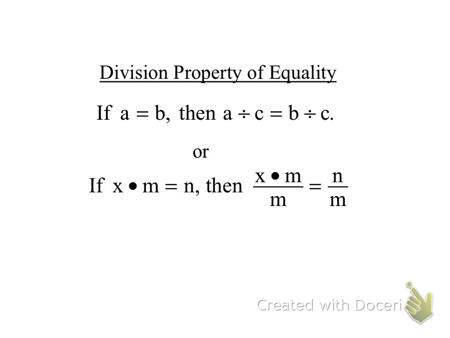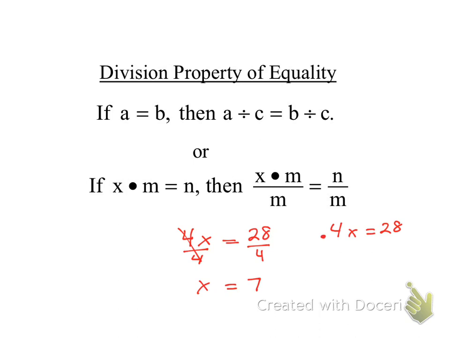I want you to think of division property. Sometimes it's also considered the multiplication property. So let's just take an example like 4x equals 28. I can show this in a couple different ways. I can divide both sides by 4, and x equals 7. I would say that's the division property of equality.